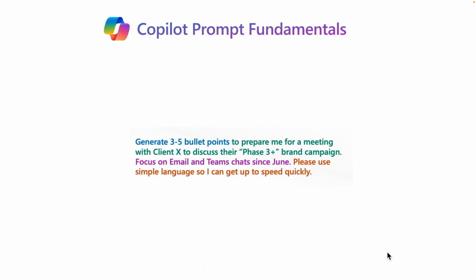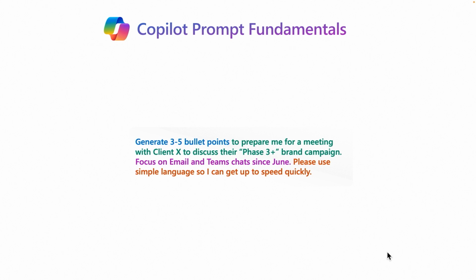and a science. And while we were on adoption.microsoft.com/Copilot, which is a fantastic resource, by the way, and you should check it out, we found this really cool formula that we want to share with you today. Here's an example of a prompt that you might use in Word or Outlook or really any Copilot. It says, generate 3 to 5 bullet points to prepare me for a meeting with some client to discuss their phase 3 branding campaign, focus on email and Teams chats, and please use simple language.